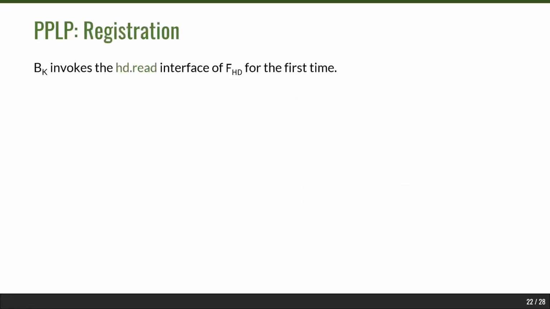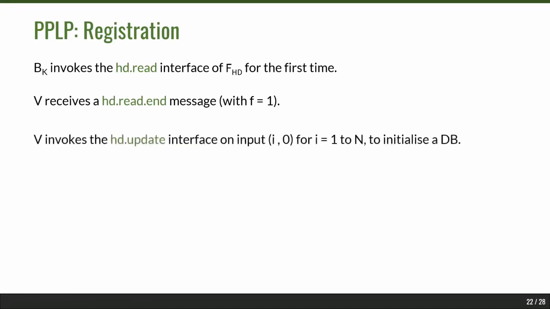And here we describe how we allow for the registration phase to take place in our protocol. The buyer invokes the read interface of the hiding database for the first time, and the hiding database then sends a response to the vendor. The vendor then invokes the update interface of the hiding database with an empty database as input, and this in turn initializes a database which is sent to the buyer.